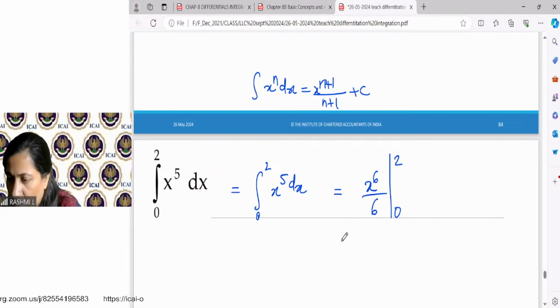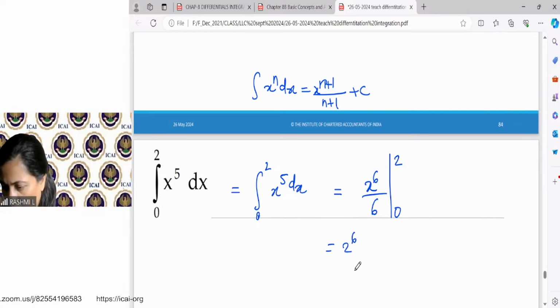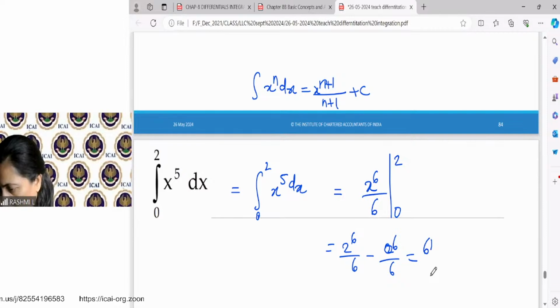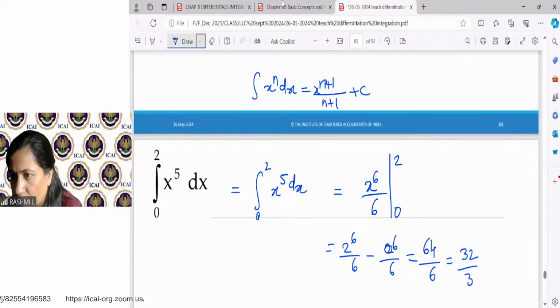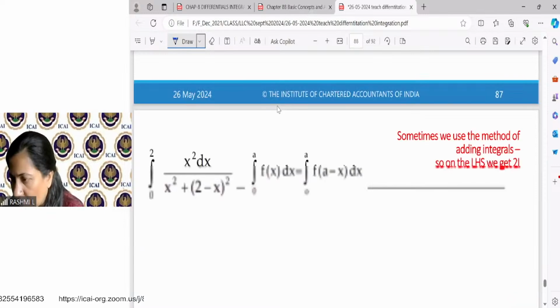So I will substitute 2 for x. So 2 raised to 6 upon 6 minus 0 raised to 6 upon 6. So 2 raised to 6 is 64, 64 upon 6, and 0 upon 6 is 0. So this is equal to how much? 32 upon 3. And you could do the same thing with the other sums.